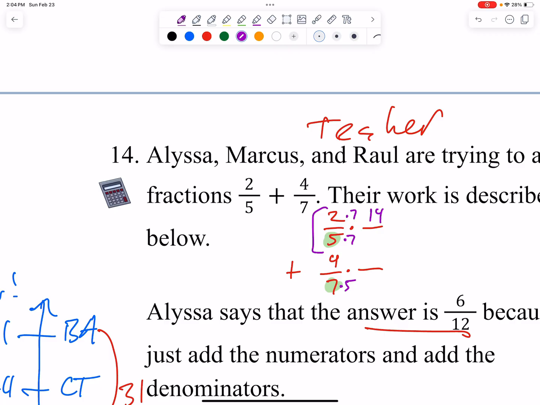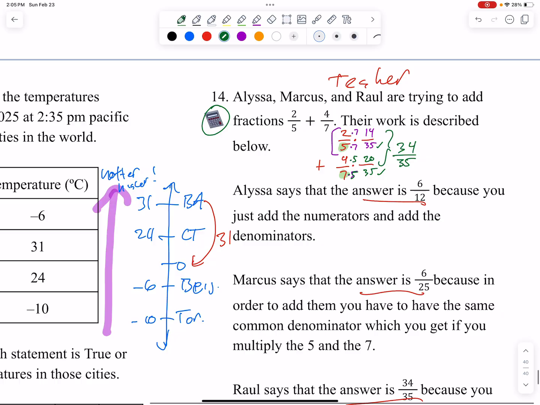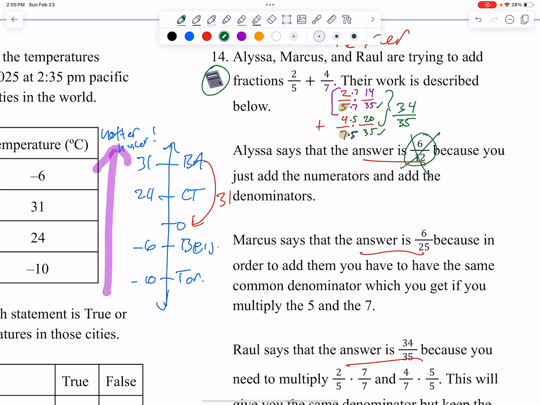Okay? So what does that give me? That gives me 14 over 35. And then for the bottom one, if I multiply the 7 times 5, I multiply the 4 times 5. So that gives me 20 over 35. And now that my denominators are the same, and I'm happy with that one and that one, I add the numerators. So 14 plus 20 is going to be 24. No, 34. Ugh. Got that one. Over 35. So what happened here? Alyssa said it's 6 over 12. Alyssa's wrong. Marcus said it's 6 over 25. Marcus is wrong.